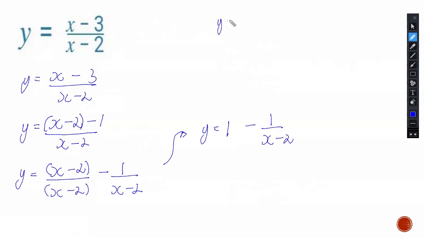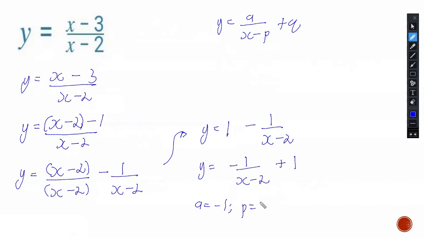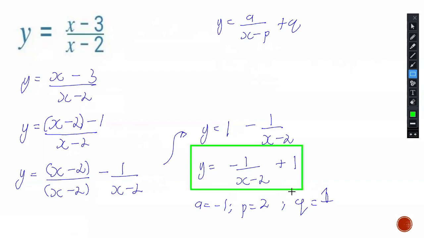So to rearrange it so that it's in this format, all I have to do is just swap the positions. It's negative 1 over x minus 2 and then plus 1. Remember, it's a positive. And then just like that, my a value is negative 1. My p value is just equal to positive 2, as we can see here. And then my q value is going to be what? 1. Right. So that's it. Just like that, I have found the equation.